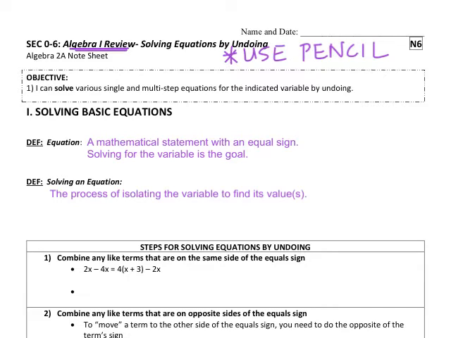The objective of our lesson today is solving various single and multi-step equations for the indicated variable by undoing, and we're going to talk about what that really means in this video. So if you take a look at the definition of equation, an equation is a mathematical statement with an equal sign. So it has to have an equal sign. It's not an expression. It actually is going to have the goal of solving for the variable. Solving an equation is the process of isolating the variable to find its value or values.